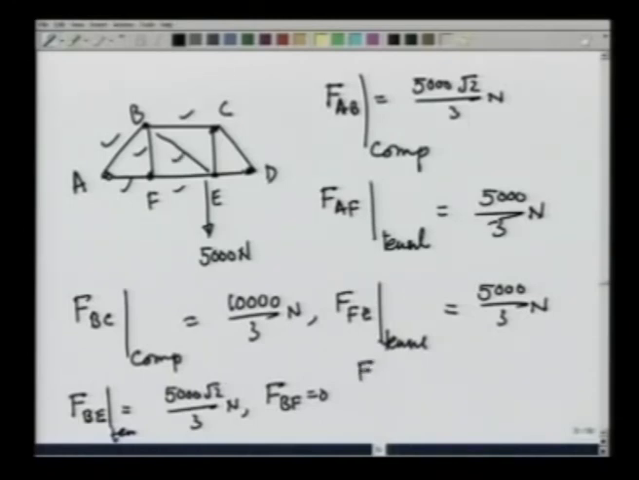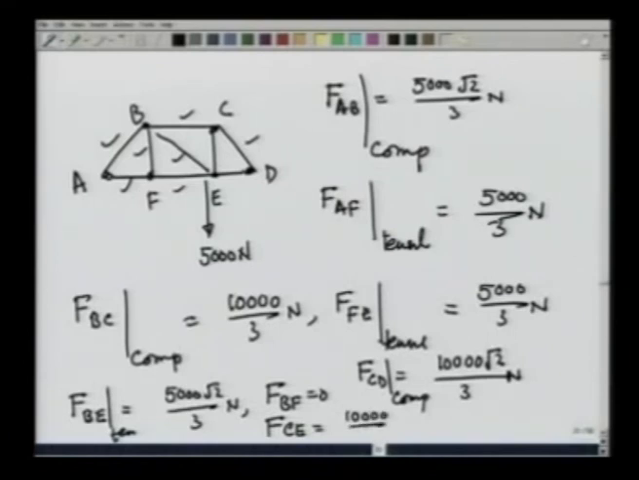FCD came out to be 10,000 root 2 over 3 newtons, and this was compressive. FCD we have done. FCE came out to be, we just calculated this, 10,000 over 3 newtons tensile, and FED came out to be 10,000 over 3 newtons tensile. You can go back and check these answers yourself.